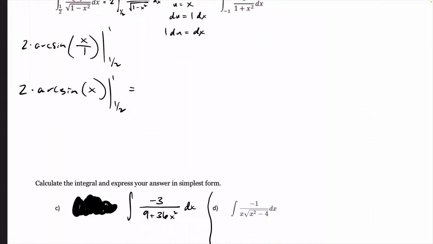All right, so here we go. So I get 2 times inverse sine or arc sine, however you want to say it, for 1, minus 2 times arc sine of 1/2.